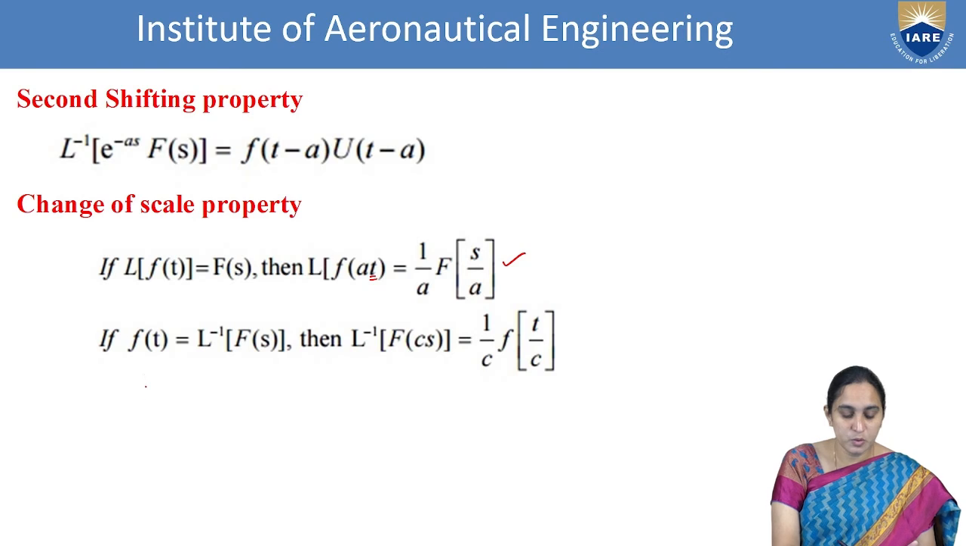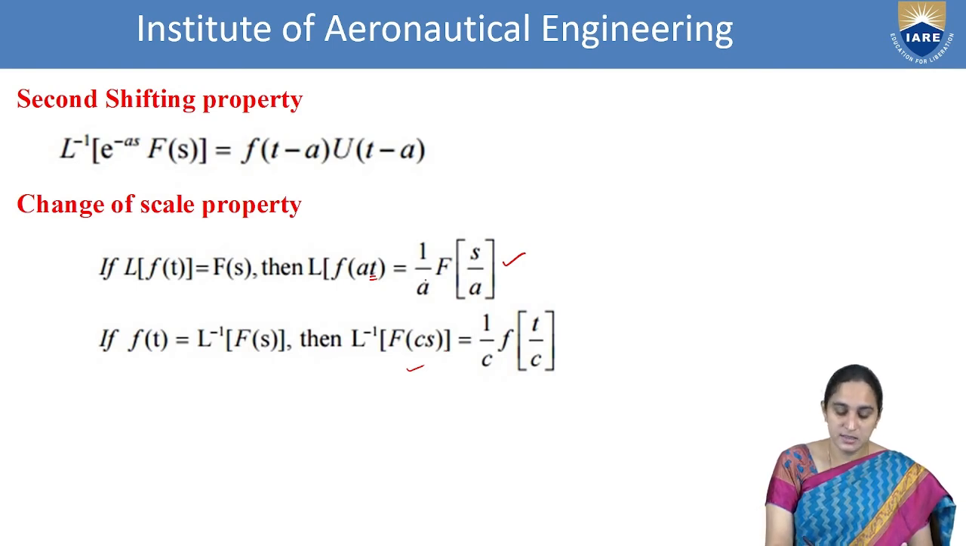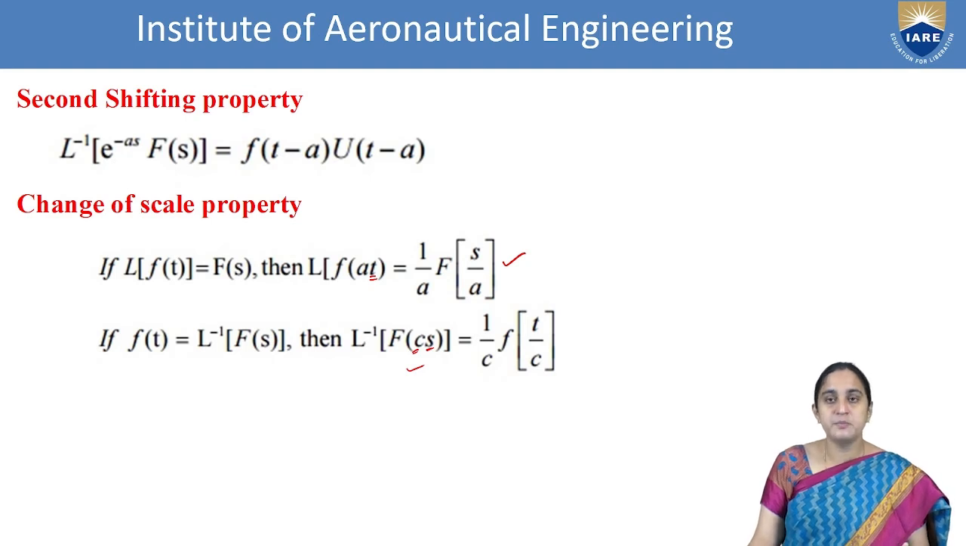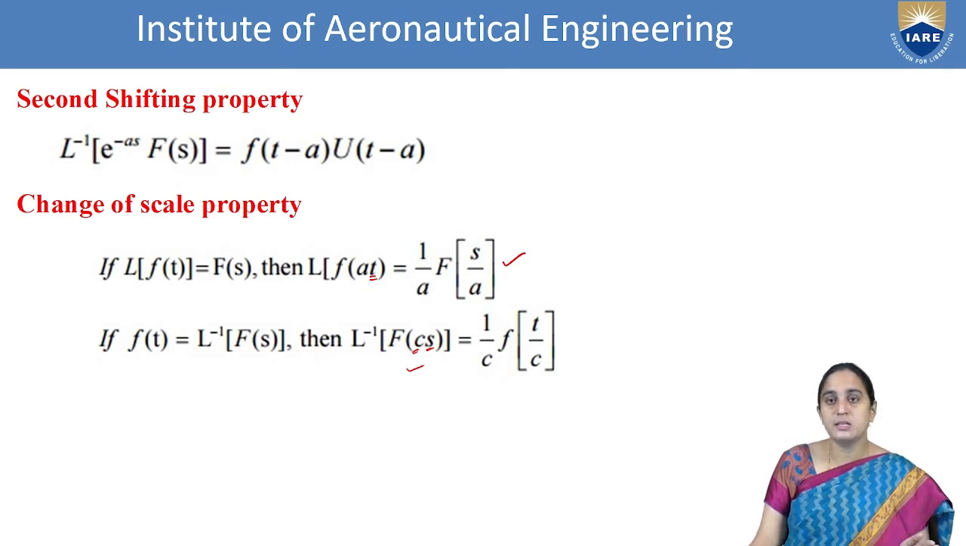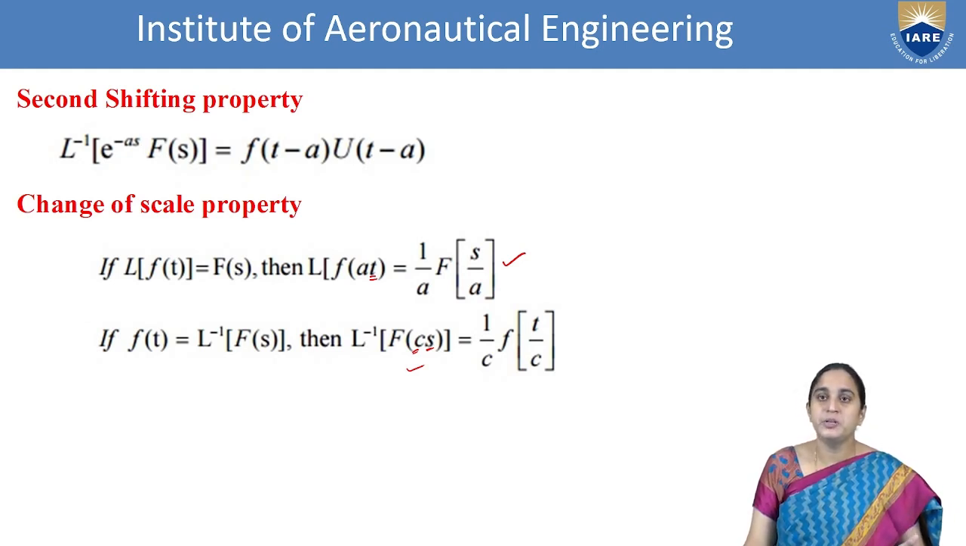And one more, if f of t is equal to Laplace inverse of F of s, then Laplace inverse of F of cs. That means here the s coefficient is c. In that case the formula is 1 by c into f of t by c. Change of scale property means the function coefficient is multiplied with another coefficient, either a or c or b. In that case, the direct formula is either 1 by a into F of s by a or 1 by c into f of t by c.